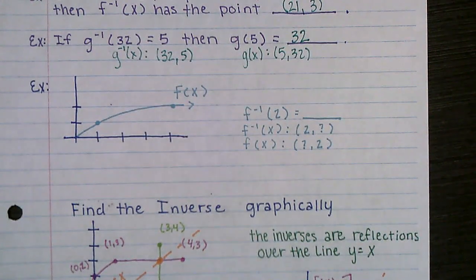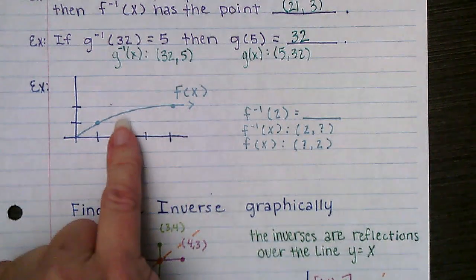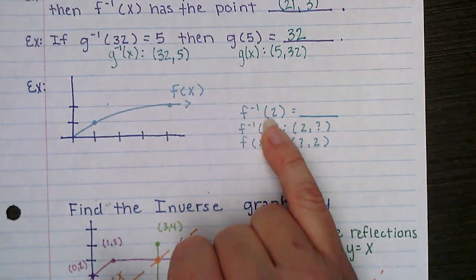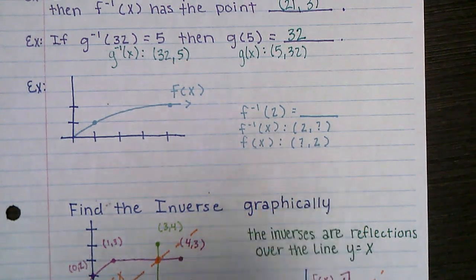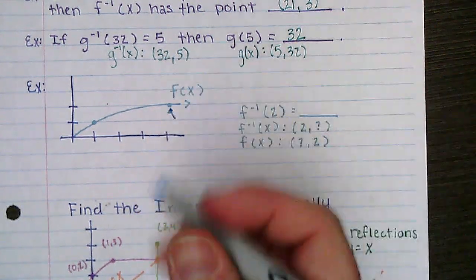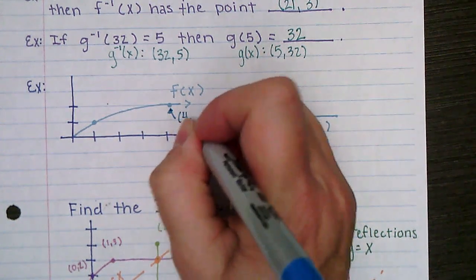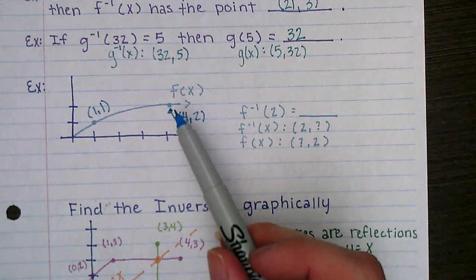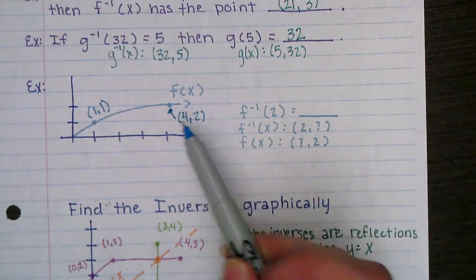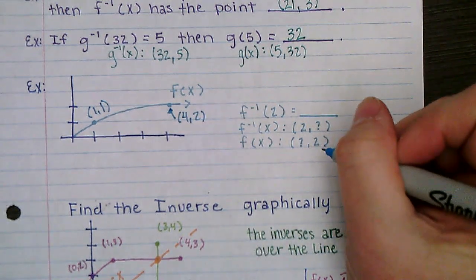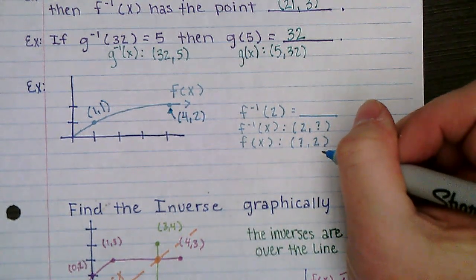Let's look at some graphs. Here's what looks like a square root function. F inverse of 2 would be equal to what? Well, on the function, we have a couple of ordered pairs labeled. This one would be (4, 2), and this one would be (1, 1). So if the original function has the ordered pair (4, 2), then the inverse function would have the ordered pair (2, 4).